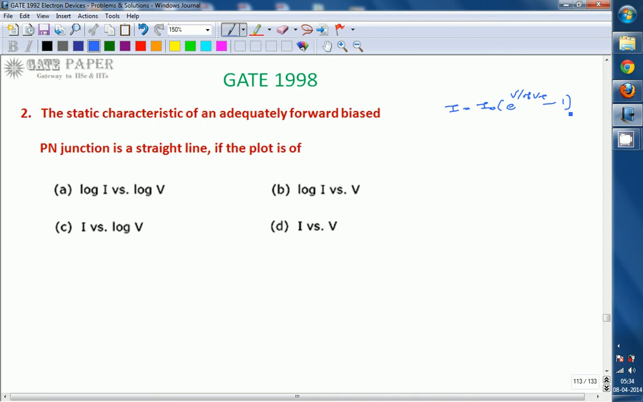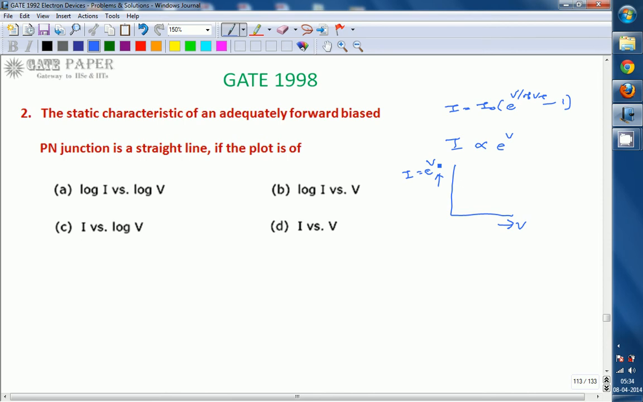And eta is an intrinsic constant whose value is 1 for germanium, 2 for silicon. Vt is the thermal voltage, which is the temperature equivalent of voltage, whose value is 26 millivolts at room temperature. So if you check, I and V are related such that I is proportional to e power V. If you plot V on the x-axis and I on the y-axis, you get I as e power V.